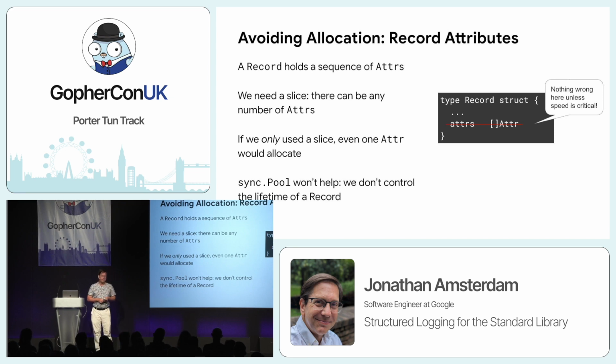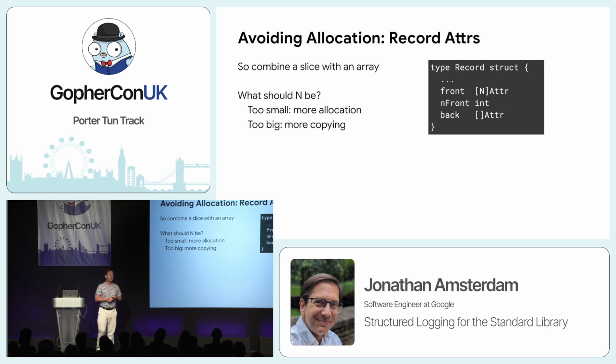So what did we do? Well, we put a little array in the record. The array is allocated with the record, which is allocated on the stack because we never create a pointer to it. It's passed by value. So there's no extra allocation there. But that's only true if you have n or fewer attributes. Once you go over n, we'll use that slice.